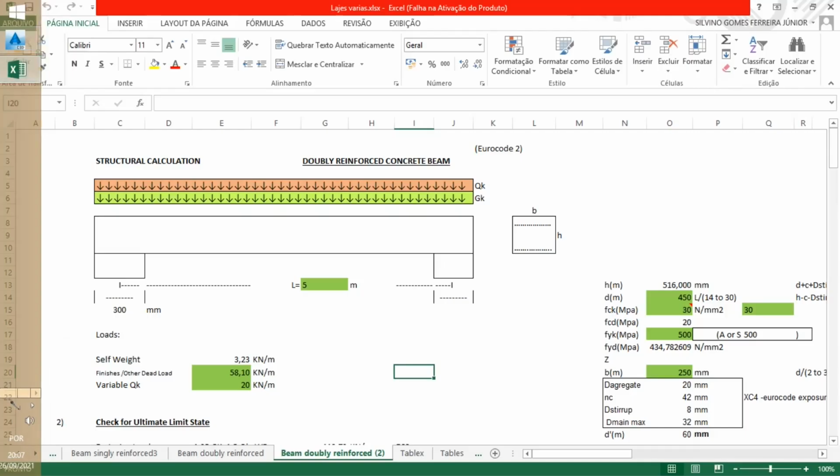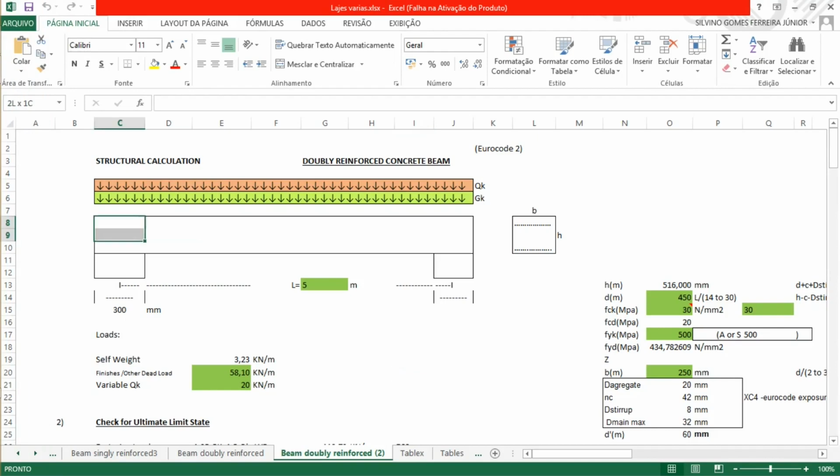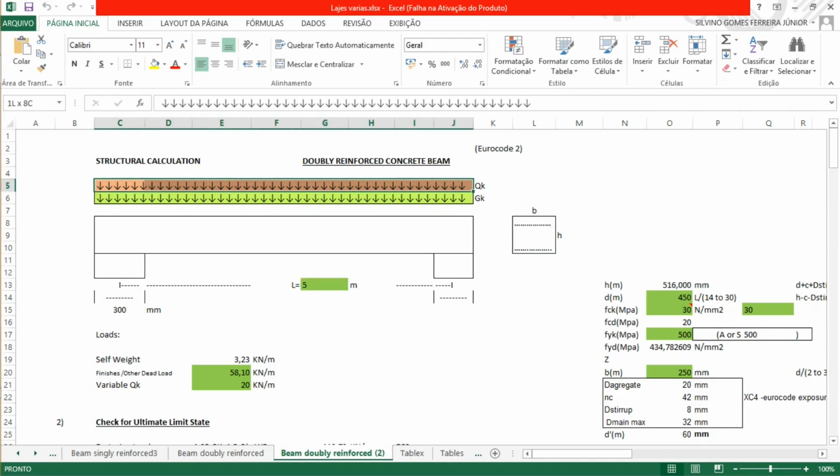See how we calculate a doubly reinforced beam, reinforced concrete beam. So we have this beam, 5 meter span. First we need the loads. And we have two types of loads, the permanent load and the variable loads.